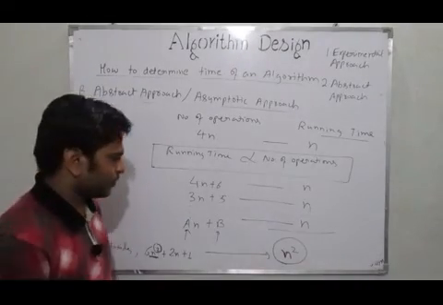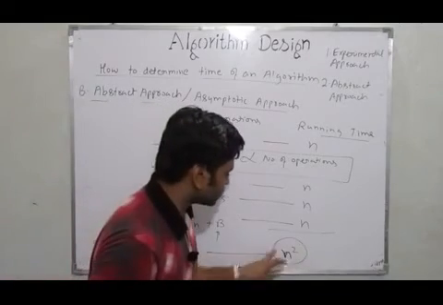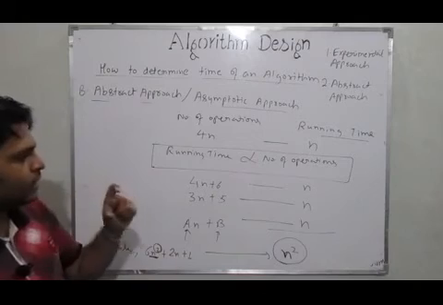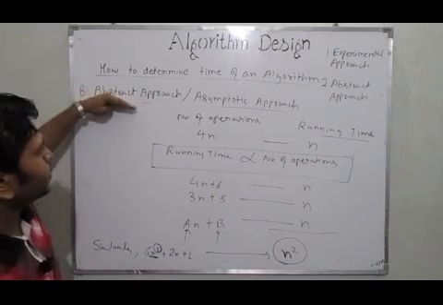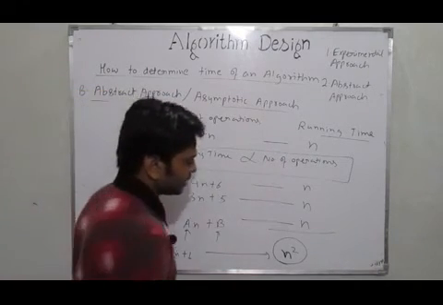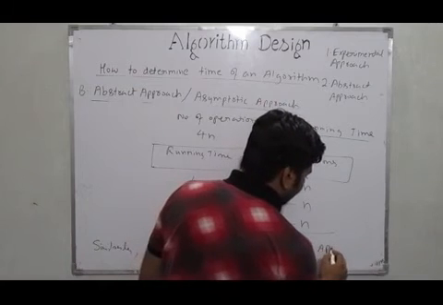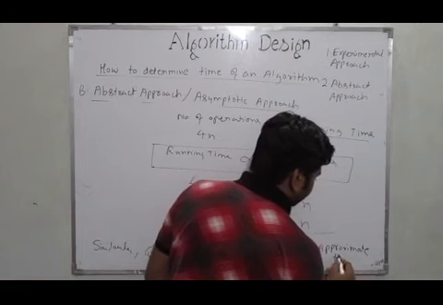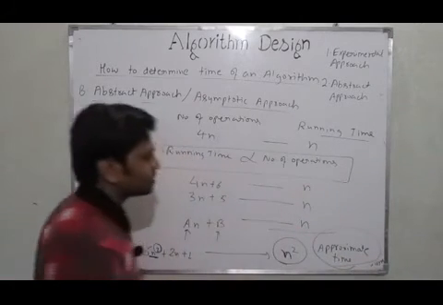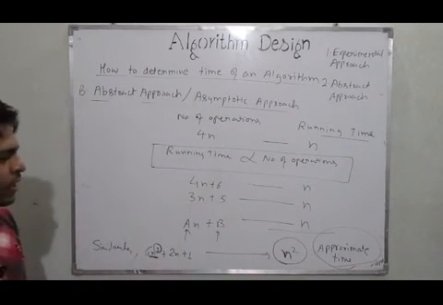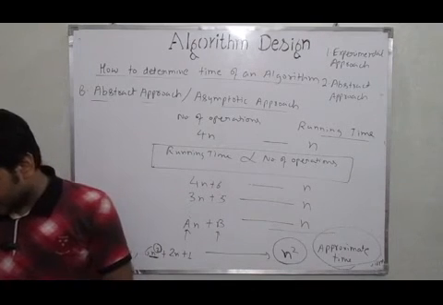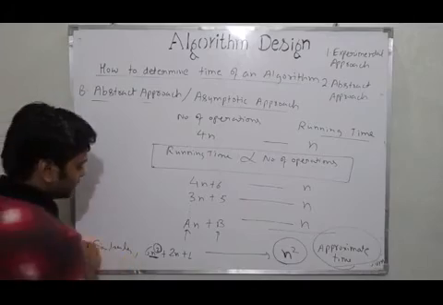Fine. So we have to consider the worst case situation as the running time for a given algorithm using the abstract or asymptotic approach, and this gives us an approximate time. Fine, this is an approximate time, not the exact time. So using this approach, we basically obtain the approximate time for a given problem. Fine. So what are the basic characteristics of pseudocode?